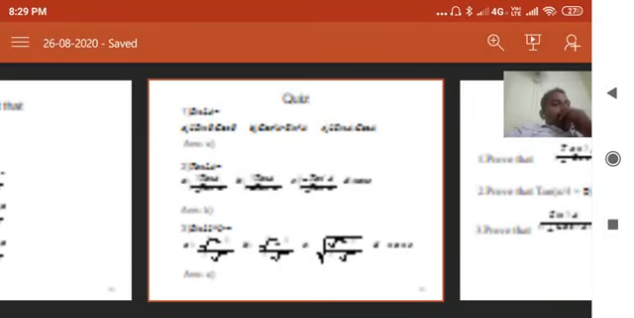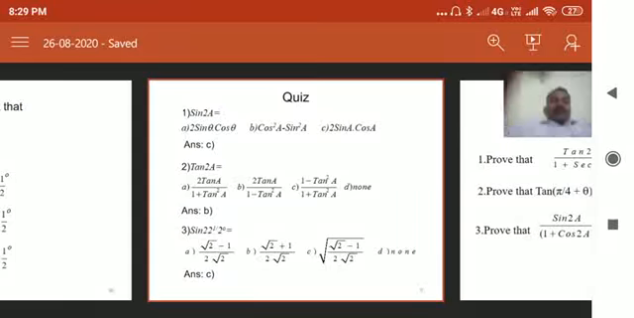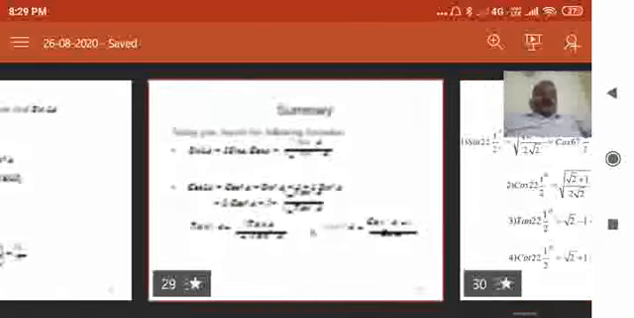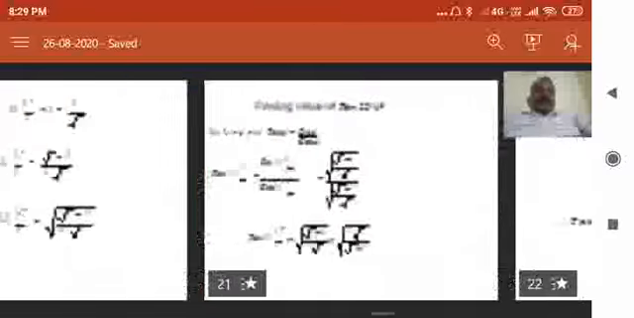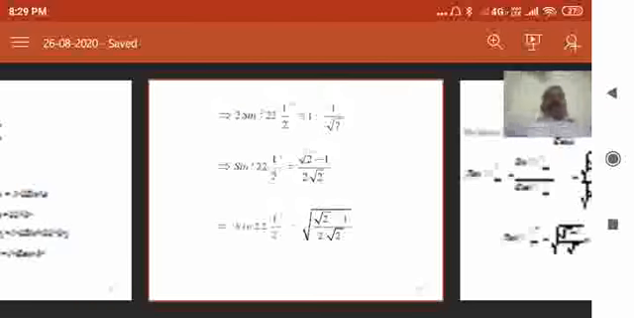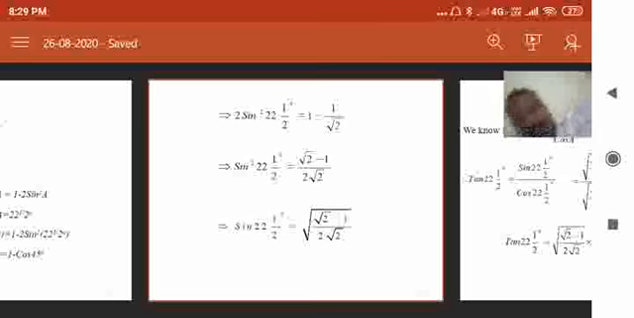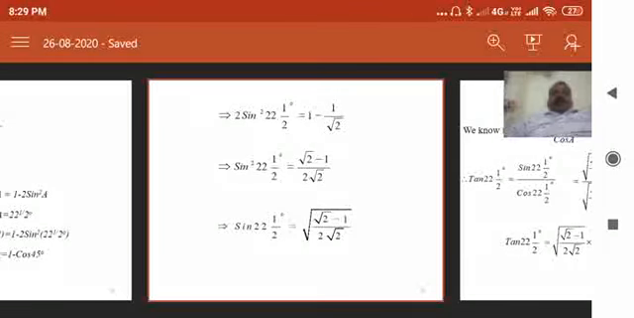Now, let us recall all the topics we have learned today. Here we have multiple and submultiple angles. What is a multiple angle? If A is an angle, then 2A, 3A and 4A and so on are called multiple angles. A by 2, A by 3, A by 4 and so on are called submultiple angles or divisors of A.